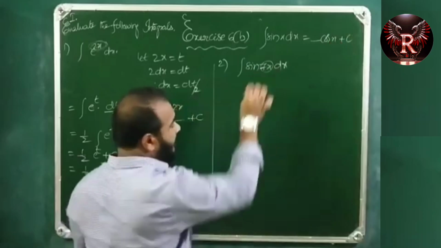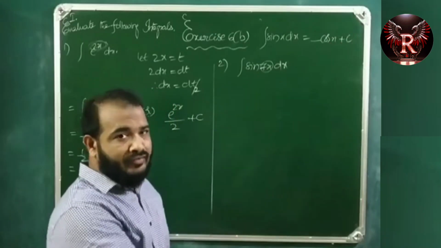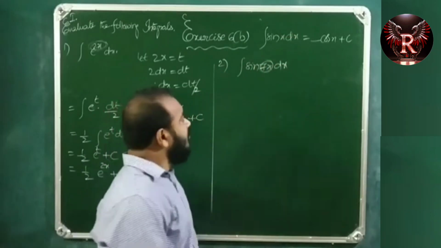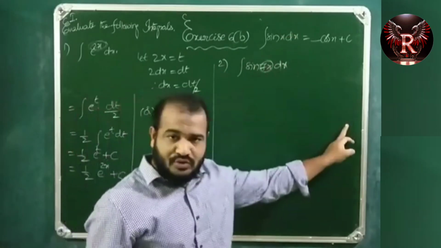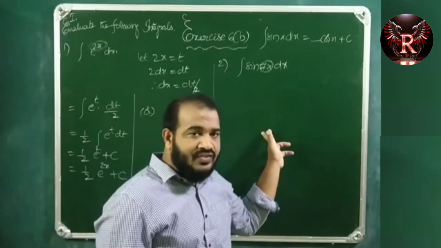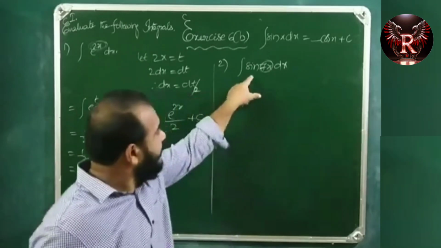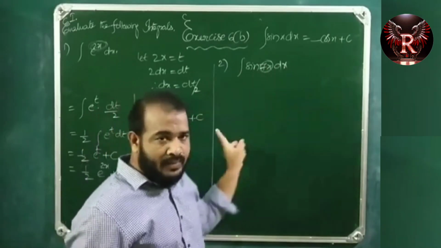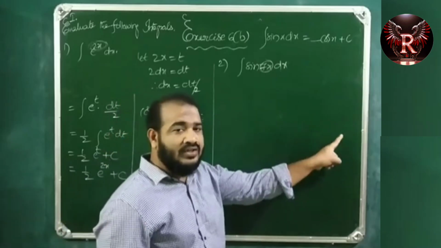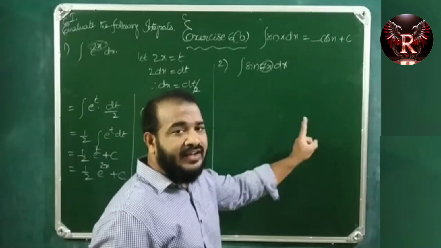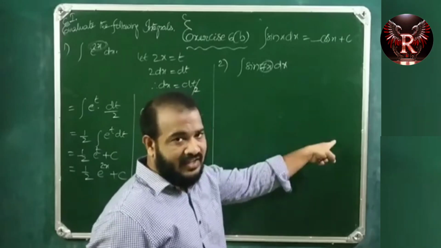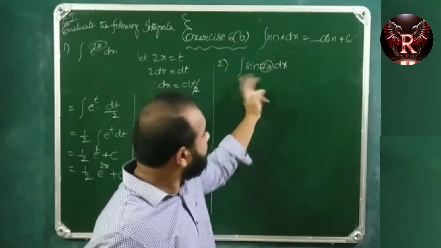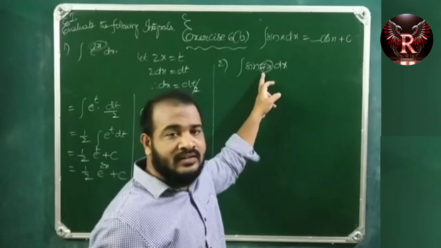So this will be converted into a known formula if and only if this has to be x. So what do we do? Let 7x is equals to t. 7 dx is equals to dt. dx is equals to dt by 7. So integral sine t dt by 7. So 1 by 7 into integral sine t dt. What is integral sine t dt? Minus cos t. So minus 1 by 7 cos t. Since t is 7x, it is minus 1 by 7 cos 7x plus c.